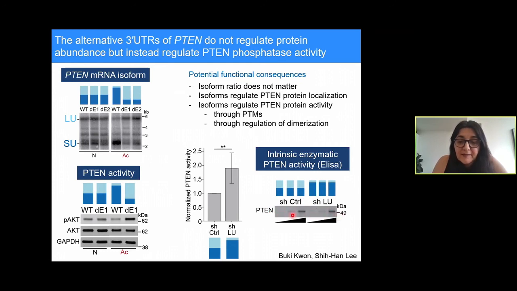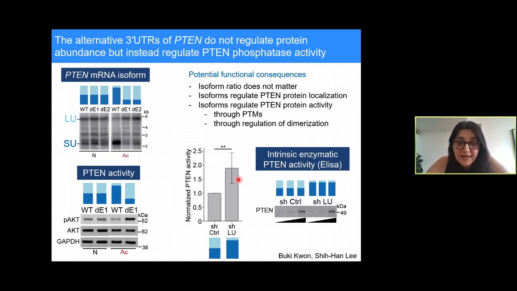As input, we used the same amount of total protein. So the input in the ELISA in the control sample contains a 50-50 isoform ratio, and the LU knockdown sample mostly contains the short isoform. And then you can see that in the ELISA, we see a higher activity of P10 when more of P10 is derived from the short 3' UTR isoform. I think this is a very exciting result because it shows that it really matters if P10 protein is translated from a short or a long 3' UTR isoform, because P10 translated from a short isoform has a higher activity.